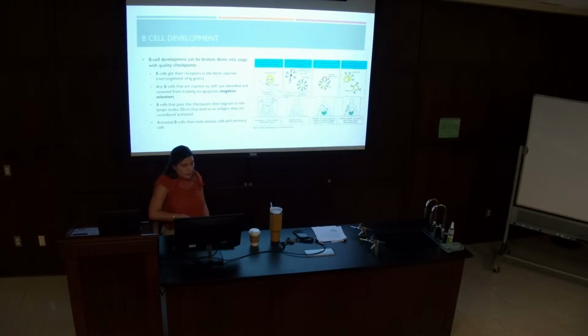So B cell development. B cell development can be broken down into steps with quality checkpoints. So B cells get their receptors in the bone marrow. We said that after birth, they are maturing in the bone marrow. And so their receptors include the rearrangement of genes that we call immunoglobulin, or IG. And so this will become a little bit more familiar in a second. But any B cells, there's a step-by-step process. So they get their receptors in the bone marrow. These receptors are specific for certain antigens and things that they are meant to attack.